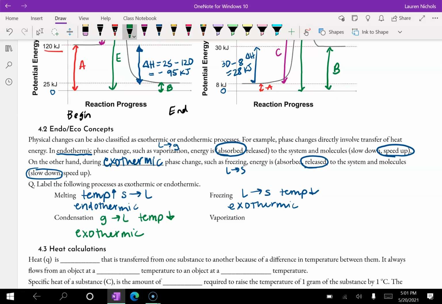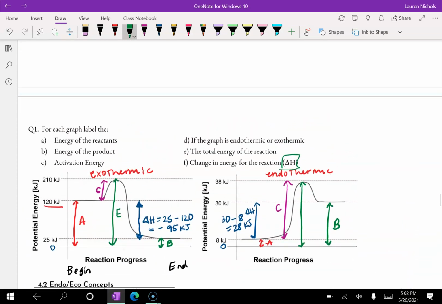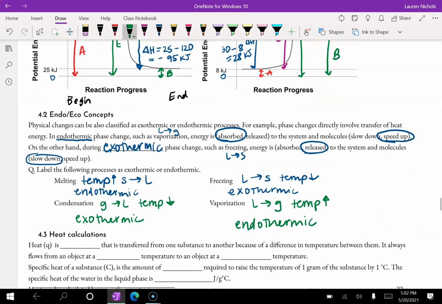And then vaporization is the reverse. It's going from a liquid to a gas, just like we talked about earlier. It's steaming. The temperature has to go up. It's vaporization. One of the processes is boiling. And so this is endothermic. It has to absorb heat in order for this process to occur. So that is the basics of endo and exothermic processes. And we will get into the math of heat calculations in the next video.